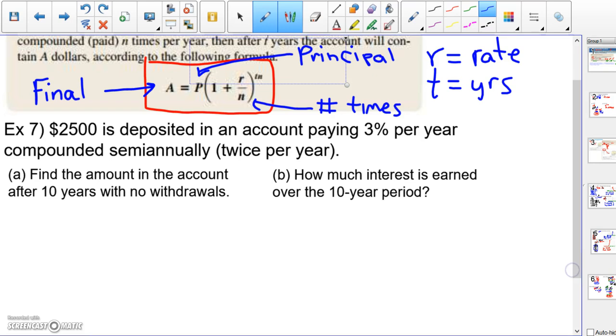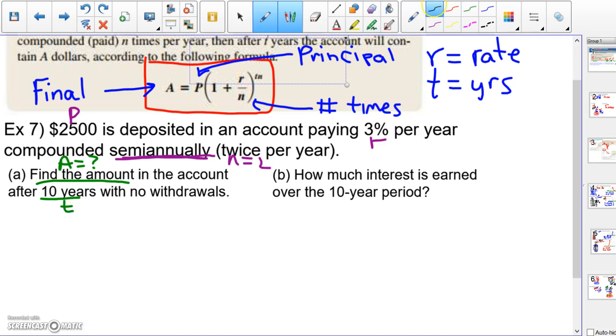So when we see example 7, $2,500 is deposited. That's how much we started with. In an account paying 3%, that's the rate, per year, compounded semi-annually. That's the word that's going to tell you N. And in this case, they're telling you N equals 2 for twice per year or semi-annually. Part A says find the amount in the account. And so we're finding the amount. That means the final amount is our variable in the account after 10 years with no withdrawals.